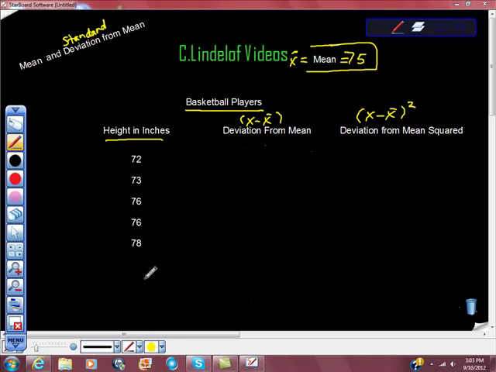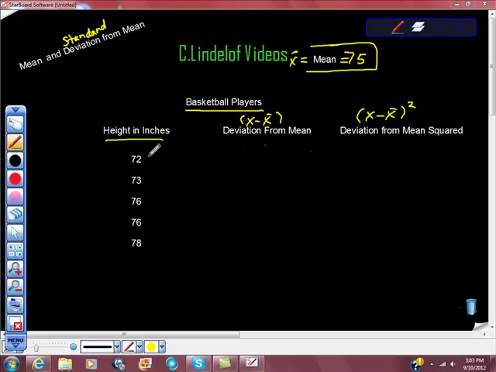So here's the second video. It's the mean and the standard deviation from the mean. It's actually pretty easy to put together. All we're going to do is this. In the last video, we found the mean value of our data of the heights of our basketball players. Now we have to find the deviation from the mean.